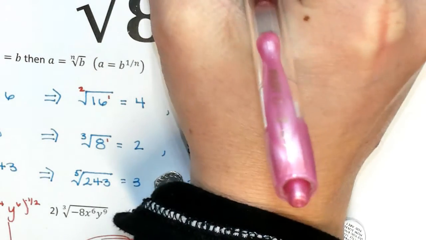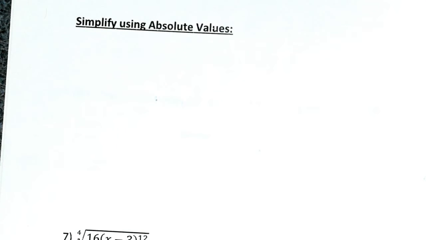All right, let's flip to the back side. And there's one additional thing we need to talk about. And it's to simplify using absolute values. And once we get the idea of this, we'll go back and put absolute value bars in where necessary.